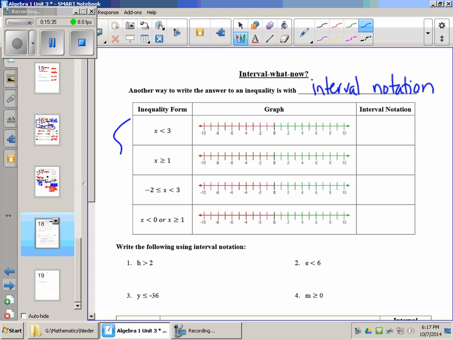So would you go ahead and graph those 4 on the number line, and then we'll come back and talk about how to put those in interval notation. So substitute, please hit pause while they do those graphs.